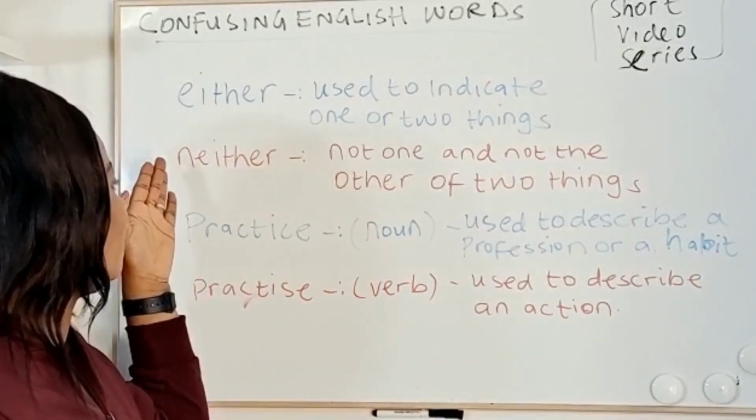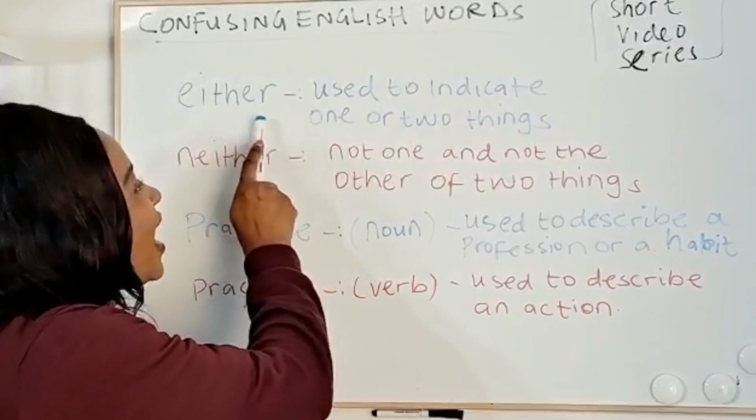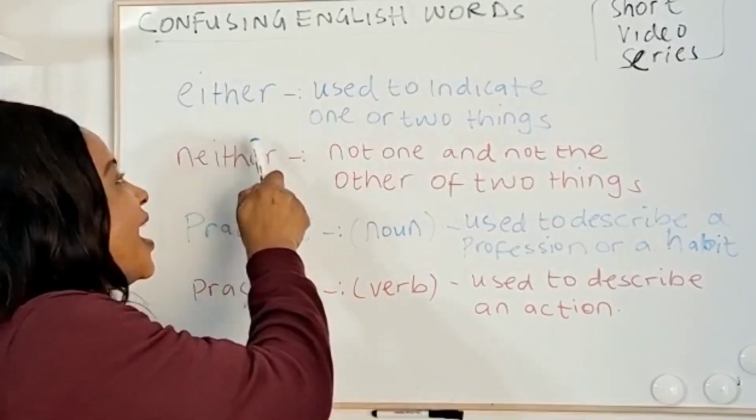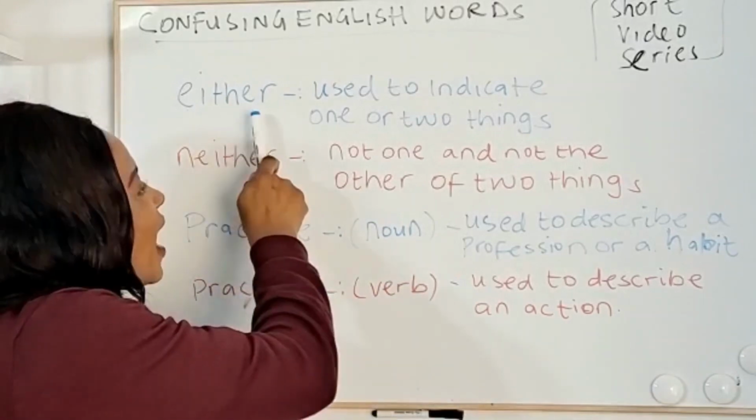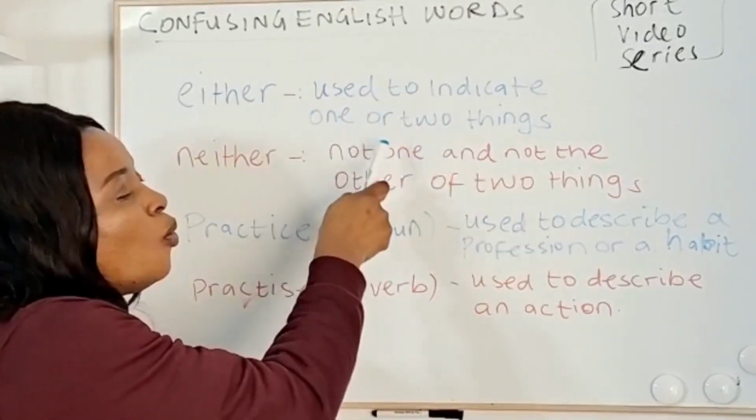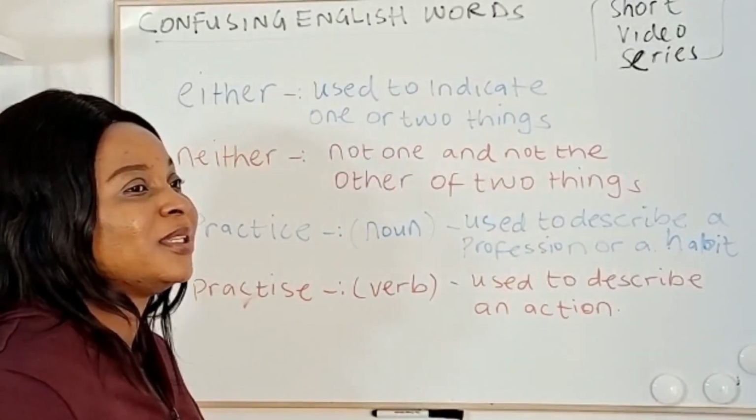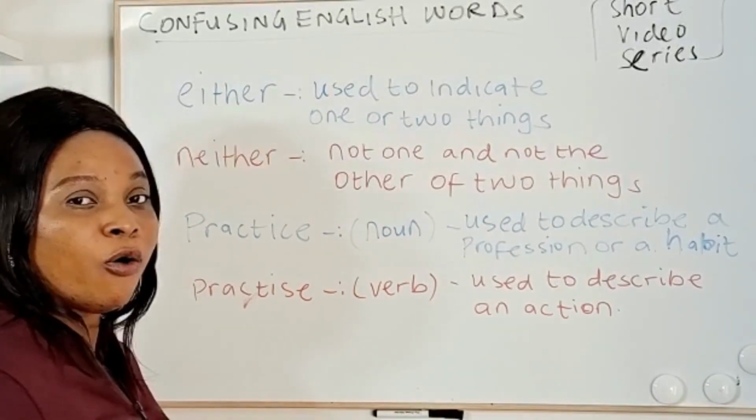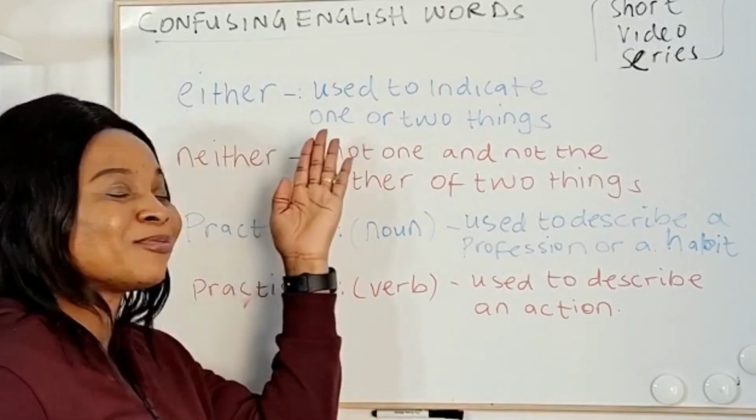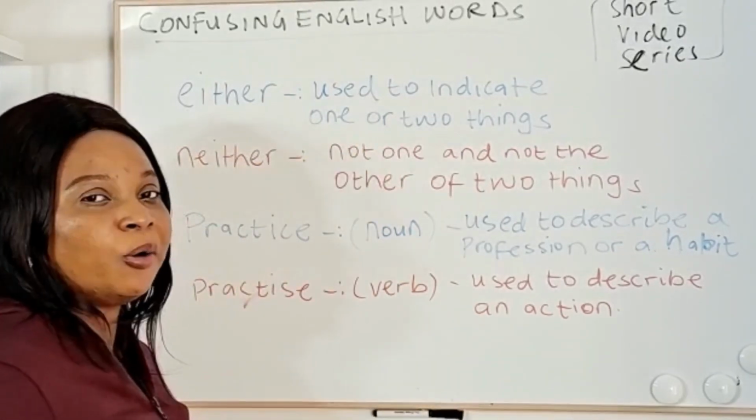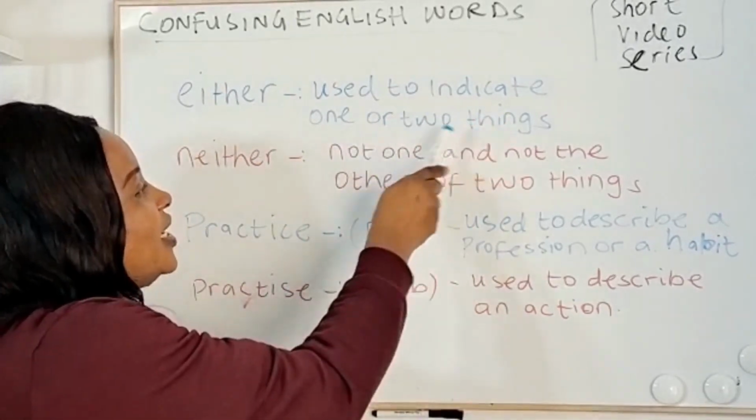Now, this is the first of the words we are looking at. It's called either. Look at the way I pronounce it, either. I know sometimes you're caught up with pronouncing it differently, but it's called either. And it is used to indicate one of two things. So you can say something like, it's either hot or cold. See, I've also pronounced it as either. So it's supposed to be, it's either hot or cold. Okay, so use it to indicate one of two things.